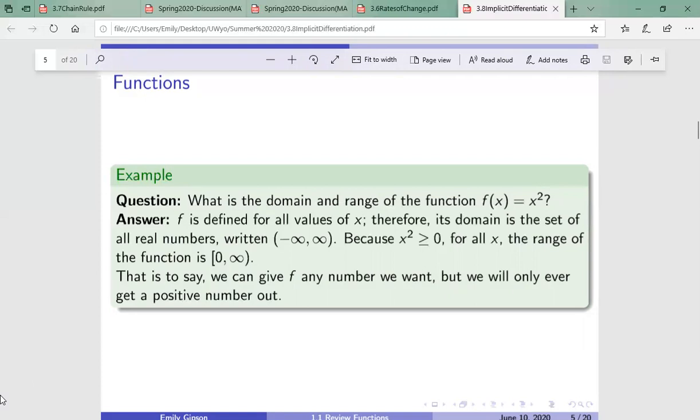So note we have a closed bracket around the 0 because we can get the value 0 out. And then we have infinity with a closed parenthesis. We're never going to get the value infinity because infinity is a concept, but that's okay. So this is how we write that. And this is to say that we can give f, our function, any number we want, but we will only ever get a non-negative number out.